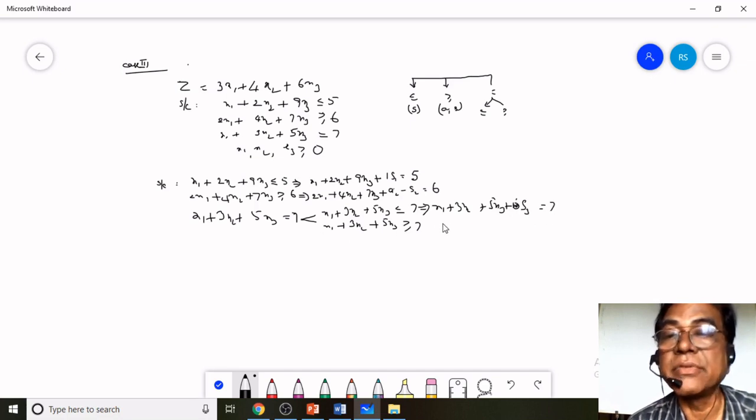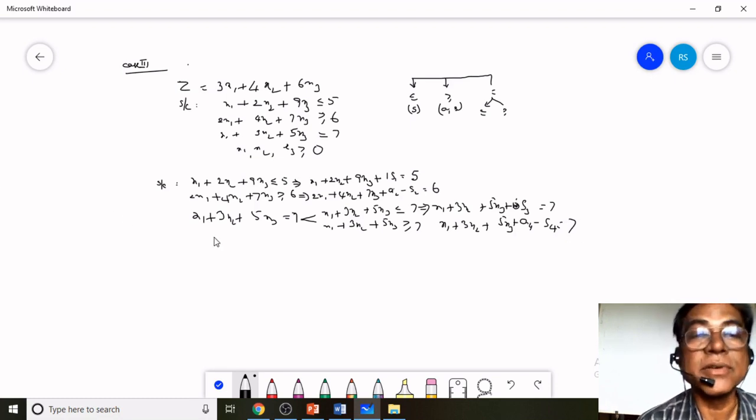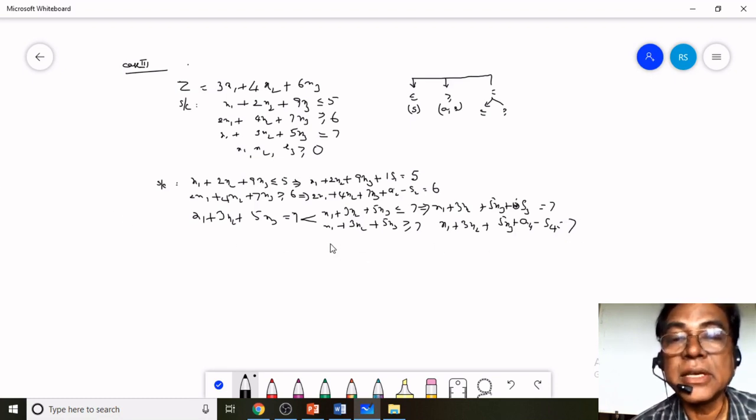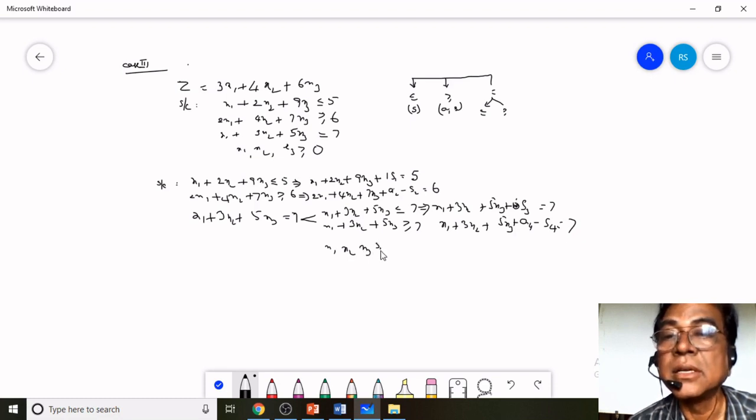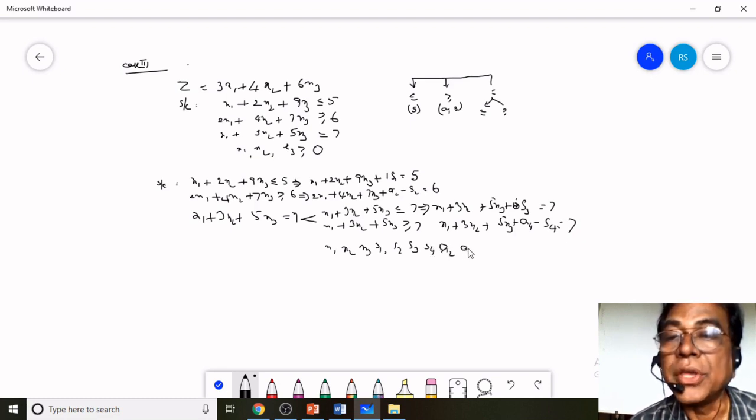Go to the last equation: x1 plus 3x2 plus 5x3 greater than or equal to 7. Add an artificial variable and a slack variable: x1 plus 3x2 plus 5x3 plus a4 minus s4 equal to 7. So what is the final condition? x1, x2, x3, s1, s3, s4, a2, a4 greater than or equal to 0, because s2 is already used.